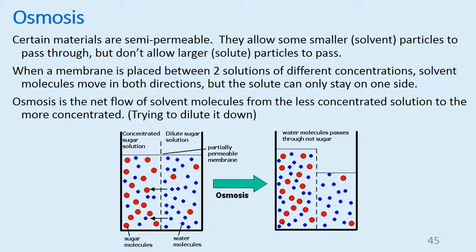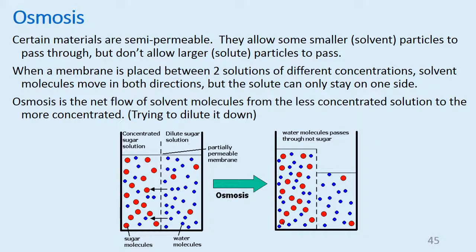The last colligative property is called osmotic pressure. Before we can talk about osmotic pressure, though, let's talk about what is osmosis. There are certain materials that are called semi-permeable. That means they allow some things to pass through, but not other things. So they'll allow, in this case, smaller solvent particles like water to pass through, but they don't allow the larger solute particles like sugar to pass through.